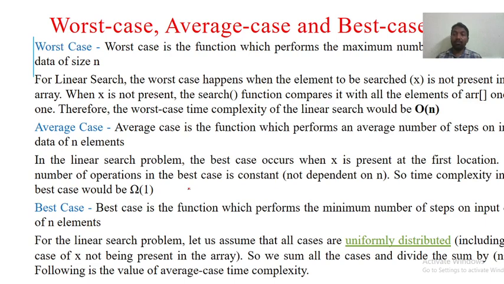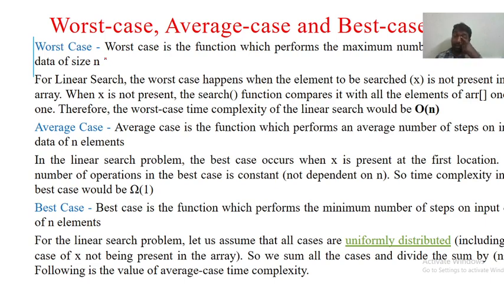So what are the best case, worst case and average case? The worst case is a function which performs the maximum number of steps on input data of size n. Suppose you take an array with 10 elements and want to find a particular element in the array. What is the worst case of time it takes? It takes up to 9 elements. It means you start searching 1, 2, 3, 4, and worst case, how much time will it take? 9 elements to be searched, and each element takes 1 second, so totally 9 seconds. So the worst case is 9 seconds.